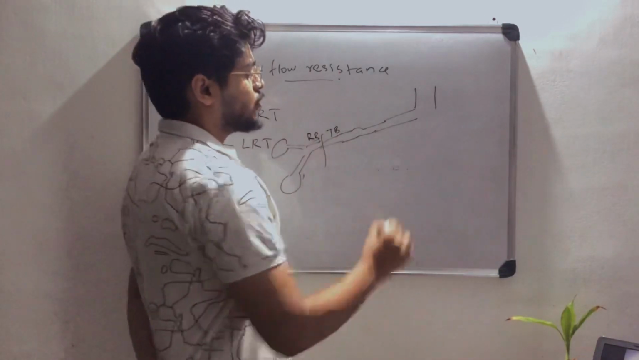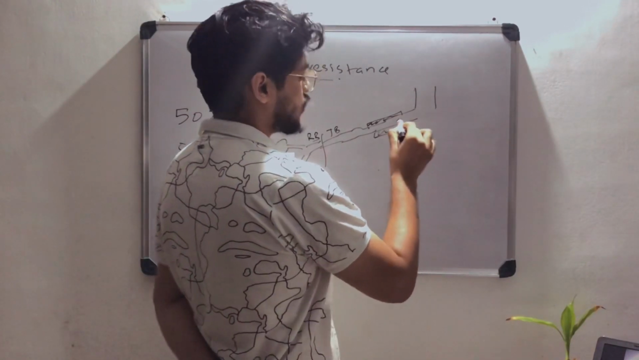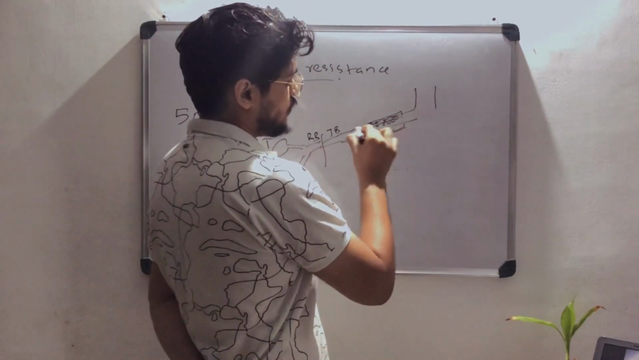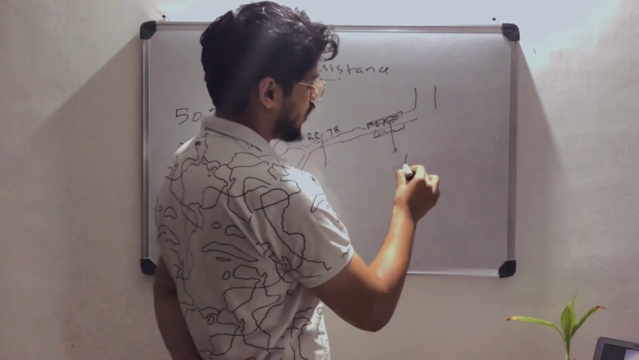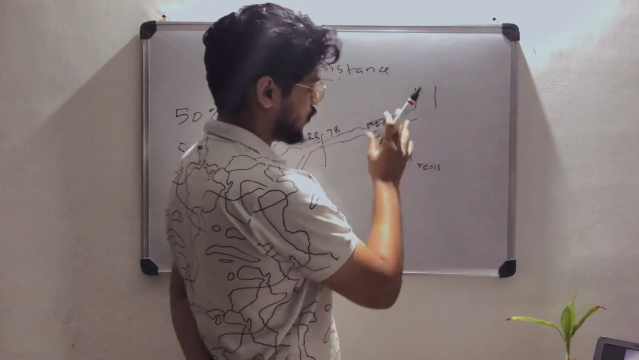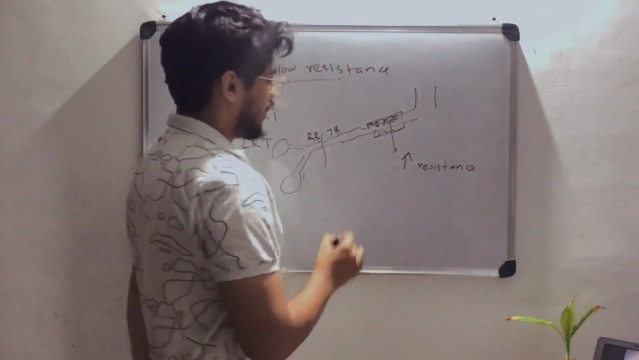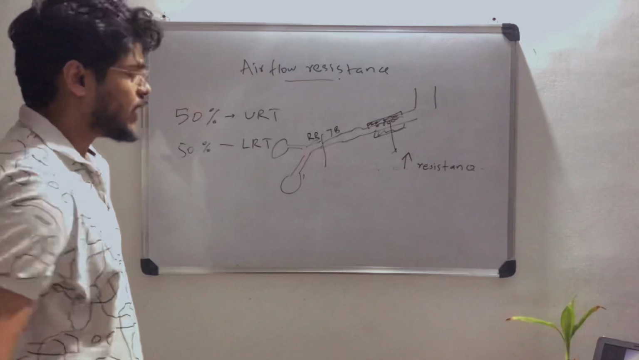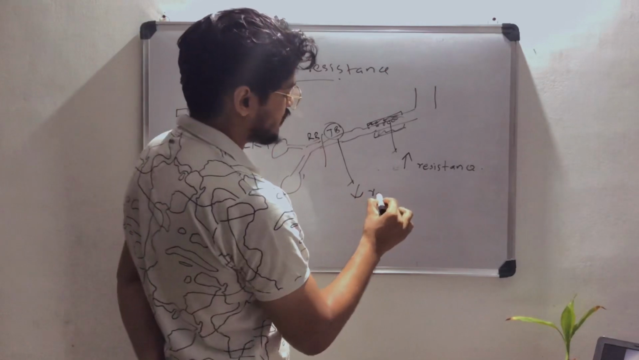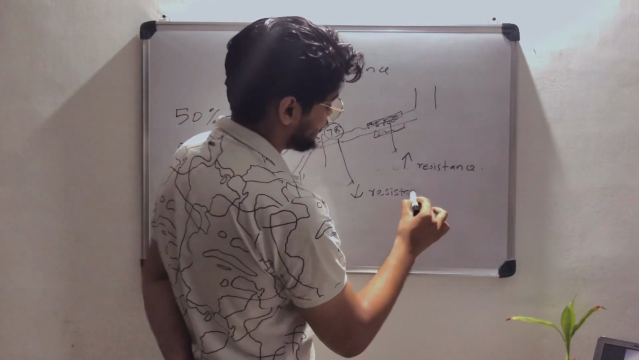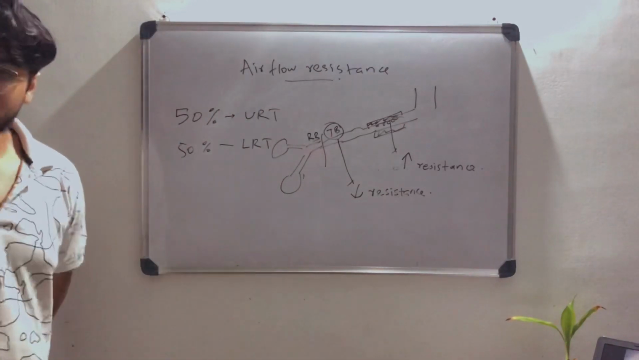Okay. So we know that in bronchi we have hyaline cartilage, so the air inside bronchi is the most turbulent. So that means there is high resistance. If the flow is very turbulent, there is high resistance. And we know that there is no cartilage in bronchiole. So let's say in terminal bronchiole, we find there is the least resistance. I hope you understand. So this is all about airflow resistance.